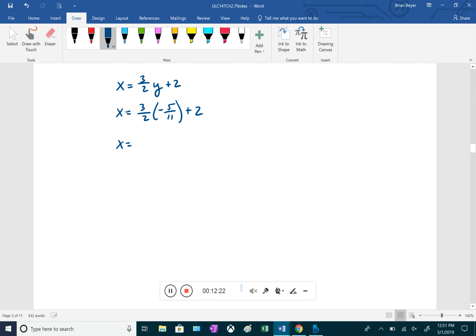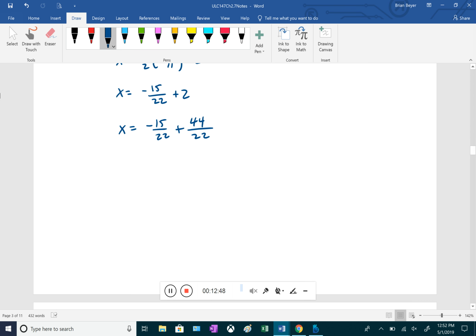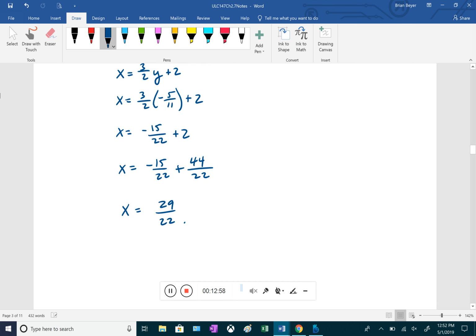So 3/2 times negative 5 over 11, that's going to give us negative 15 over 22 plus the 2. So getting common denominators here, that would have to be negative 15 over 22 plus 44 over 22. So we had to rewrite 2 as 44 over 22 by multiplying the numerator and denominator by 22. And now we just subtract negative, or add negative 15 plus 44, or 44 minus 15. We get 29 over 22 for x, and that's all we have to do.